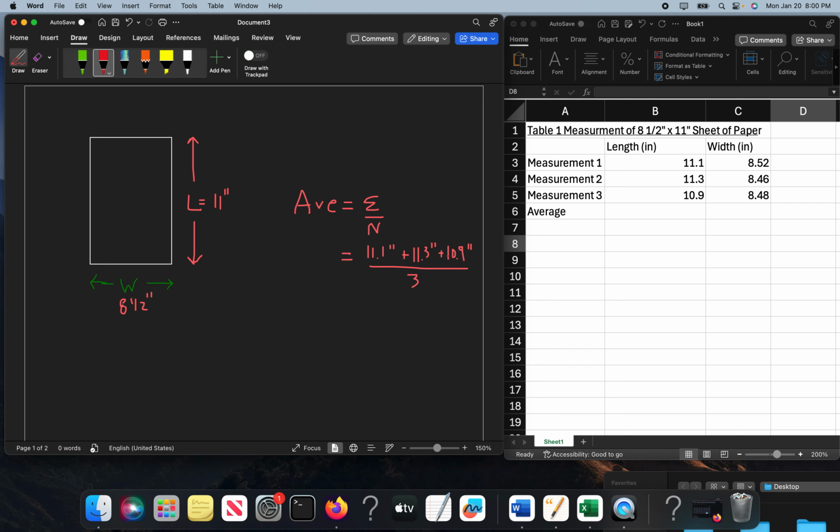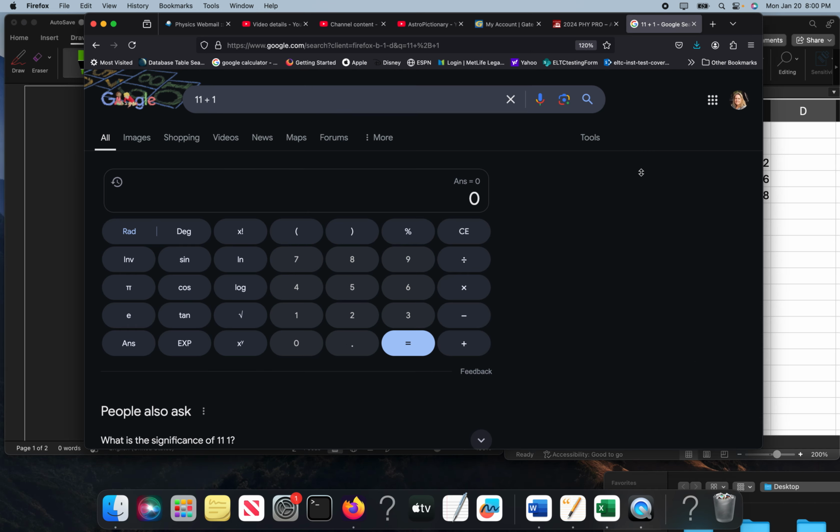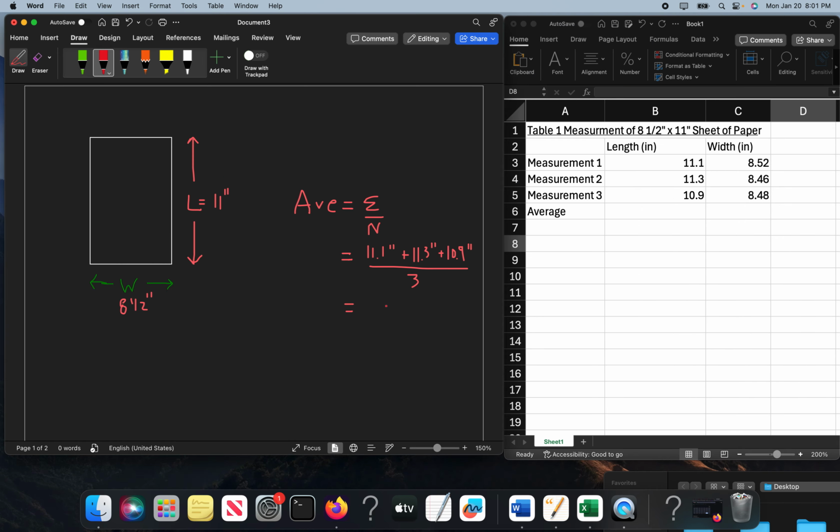1, 2, and 3. Now we're going to add these up, 11.1 plus 11.3 plus 10.9. So we get out our Google calculator and we add 11.1 plus 11.3 plus 10.9. We equal that, and then we divide it by 3, and we get 11.1 as our average. So our average is 11.1 inches.